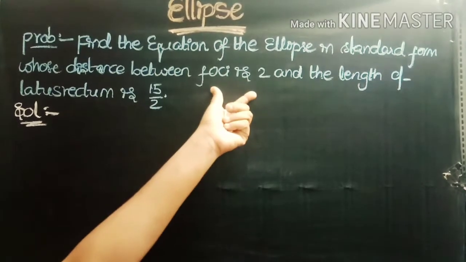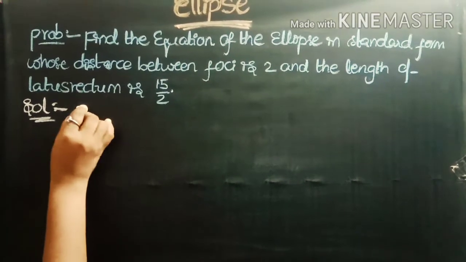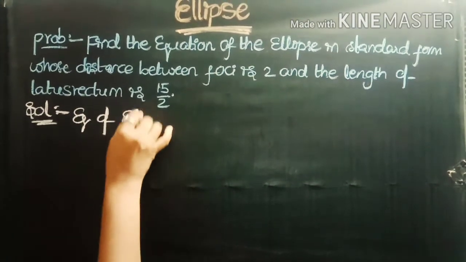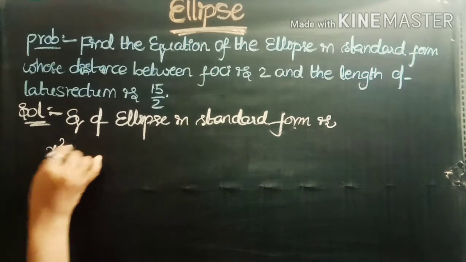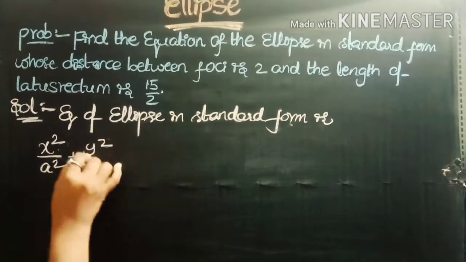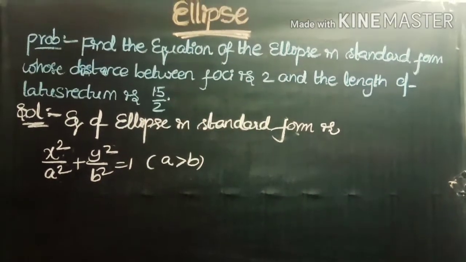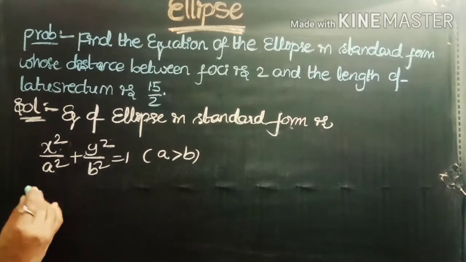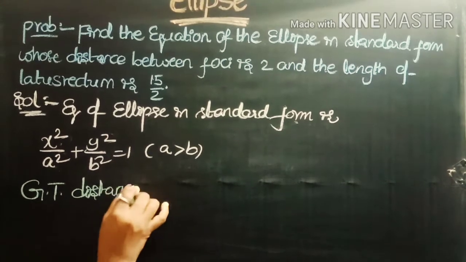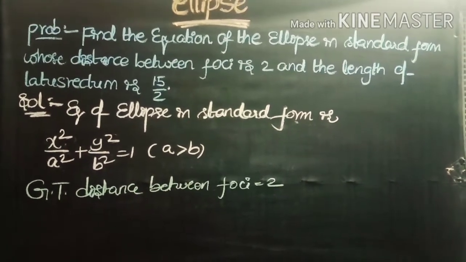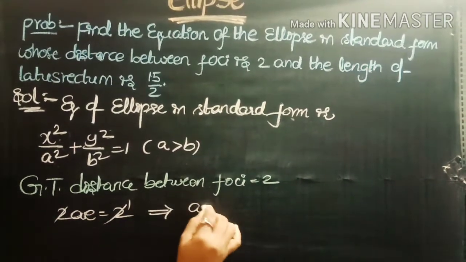Given the distance between foci is equal to 2 and the length of the latus rectum is equal to 15 by 2. So first we are taking the equation of the ellipse in standard form. This is x square by a square plus y square by b square is equal to 1 when a is greater than b. Given the distance between foci is equal to 2, the formula is 2ae. That is, the distance between the foci is 2ae. The value of 2ae is equal to 2, then the value of ae is equal to 1.